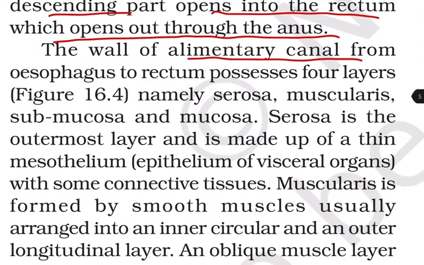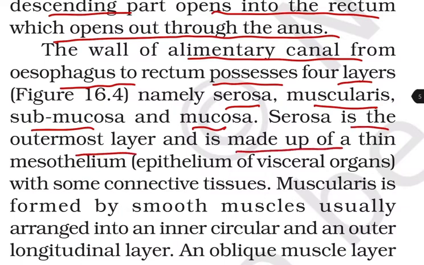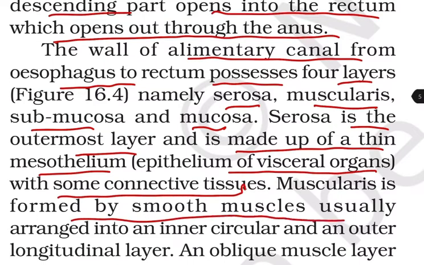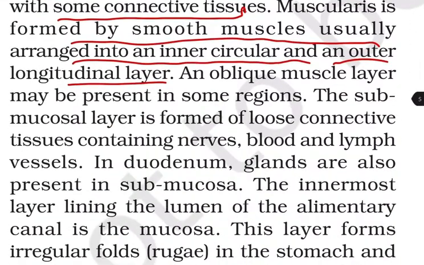The wall of the alimentary canal from the esophagus to the rectum possesses four layers, namely serosa, muscularis, submucosa, and the mucosa. Serosa is the outermost layer and is made up of thin mesothelium, that is epithelium of visceral organs, with some connective tissues. Muscularis is formed by smooth muscles usually arranged into an inner circular and an outer longitudinal layer. An oblique muscle layer may be present in some regions.